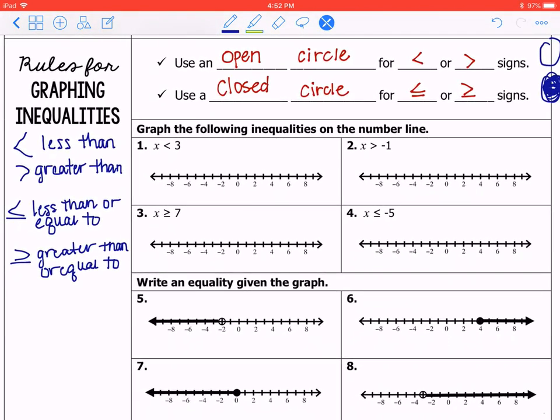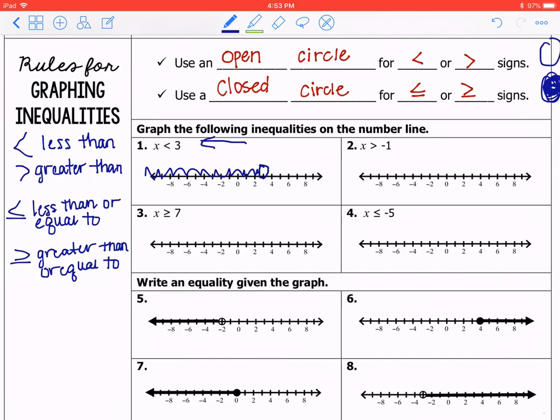So for number 1, it says x is less than 3. If it's just less than, it's going to be an open circle at 3. And then if my sign is less than, you can think of it as an arrow pointing left. So you would shade left.